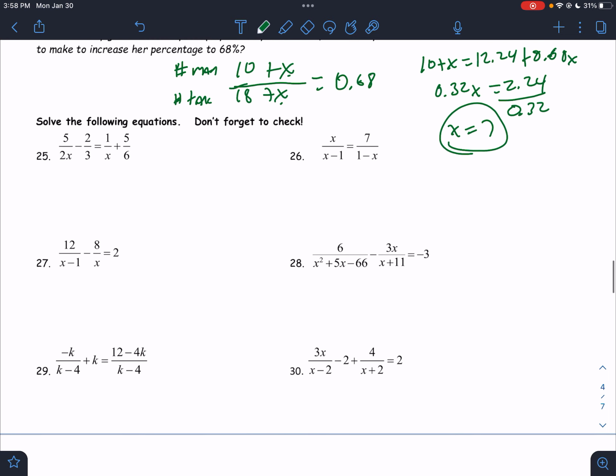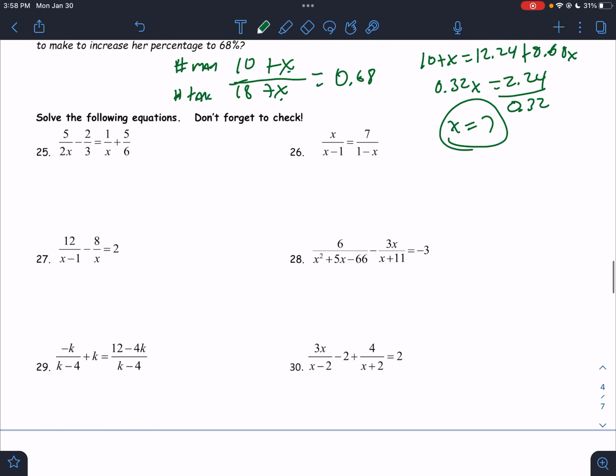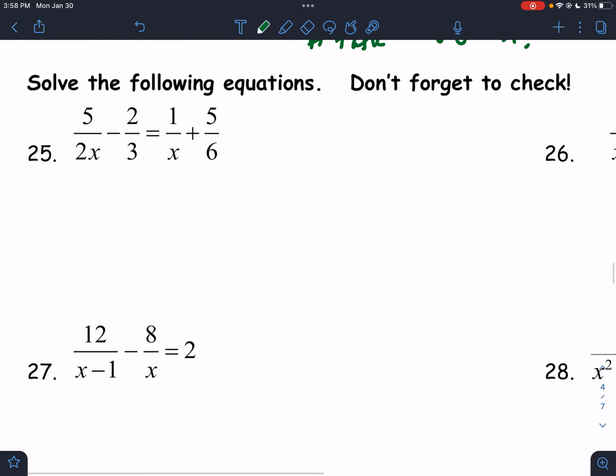Okay. Let's keep the ball rolling. Solve the following equations. Don't forget to check. I'm going to go pretty fast through these. Common denominator is 6x, multiplying everything times 6x. 6x divided by 2x is 3.